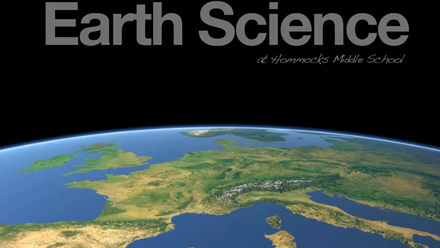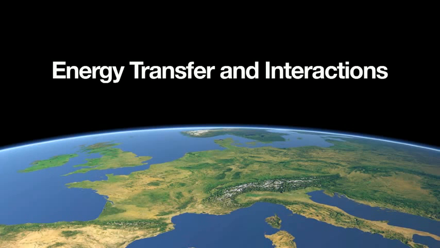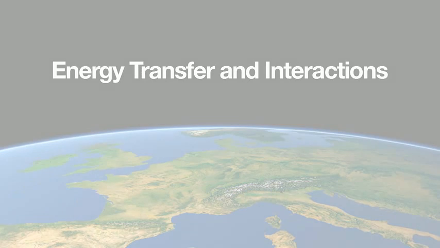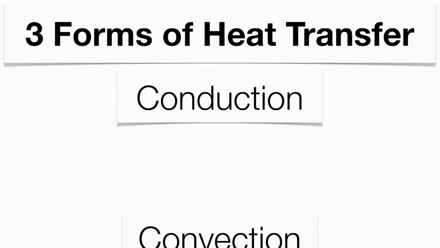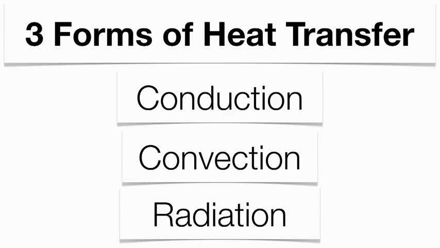Today we're going to be talking about heat energy transfer through the Earth and the interactions that the sun's energy has within the atmosphere. So let's start out with the three ways in which energy can be transferred within our planet, and that's going to include conduction, convection, and radiation.